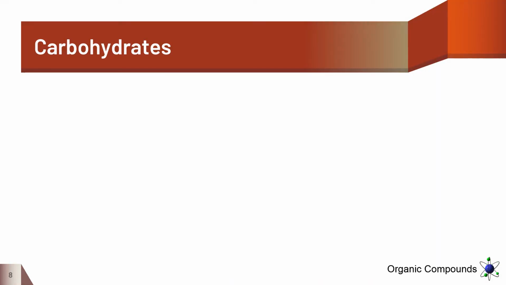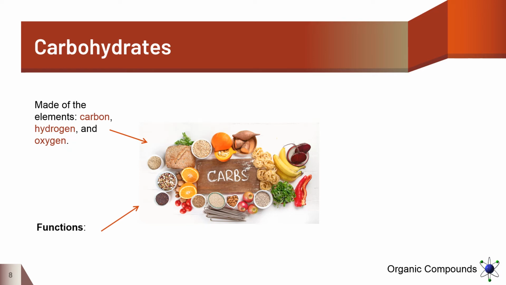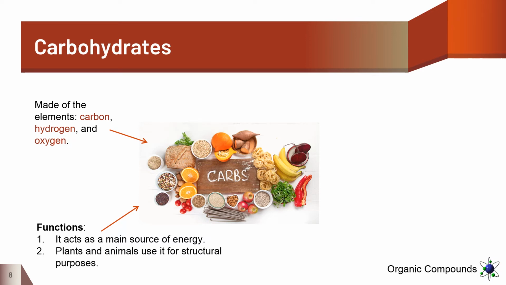To start with, let us have carbohydrates, or commonly known as the carbs. The carbohydrates are made up of the elements carbon, hydrogen, and oxygen. Now, how about the function of carbohydrates? It acts as a main source of energy. Plants and animals use it for structural purposes. Carbohydrates is also the largest class of organic compounds found in organisms.